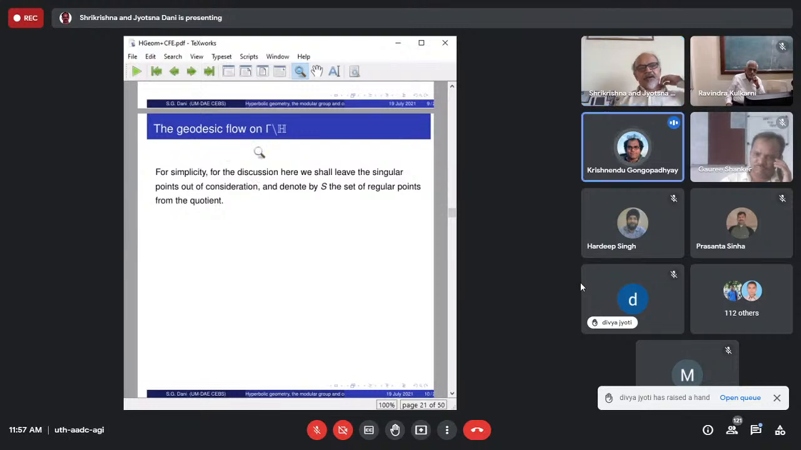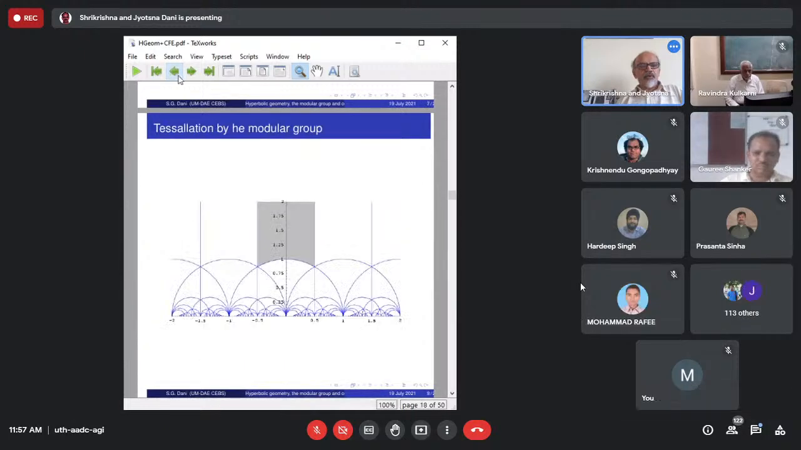Yeah, so I introduced this modular surface, and it's the geodesic flow on this that is going to be the object of interest for us through the rest of the things. So we shall leave aside the singular points. Let's denote by S the set of regular points. Let me just clarify that there are actually only two.